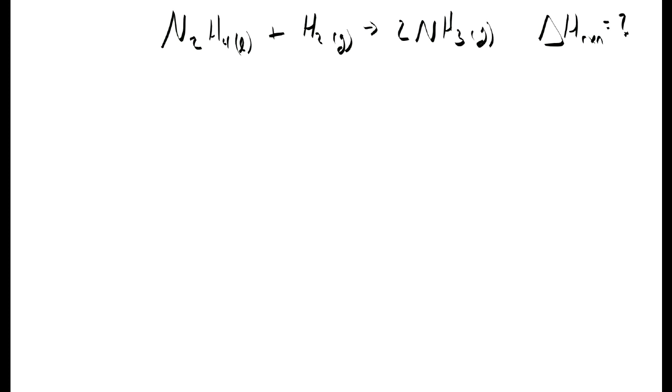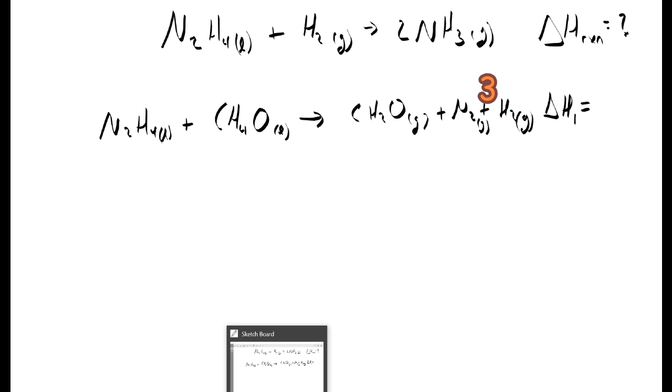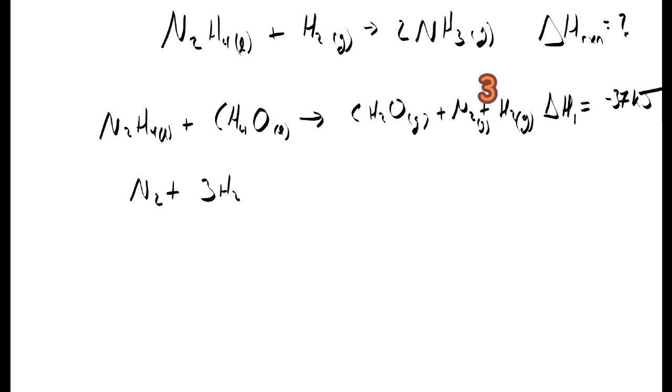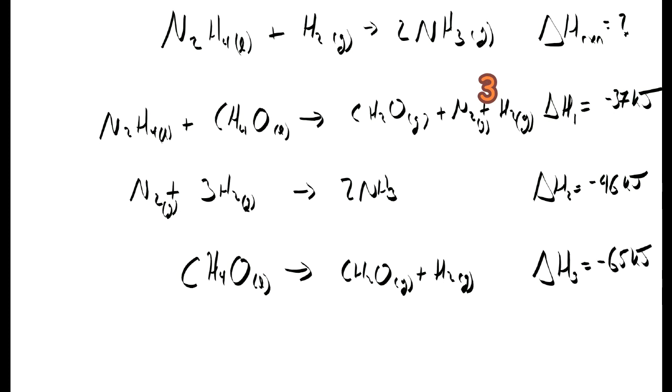And the different reactions we have to play with, we have hydrazine plus methanol yields formaldehyde, nitrogen, and hydrogen, gas, and gas, with delta H being equal to negative 37 kilojoules. Next up, we have our old favorite, nitrogen plus hydrogen yields ammonia with delta H of negative 46 kilojoules. And finally, methanol can be broken apart to yield formaldehyde and hydrogen gas, with an enthalpy of negative 65 kilojoules.